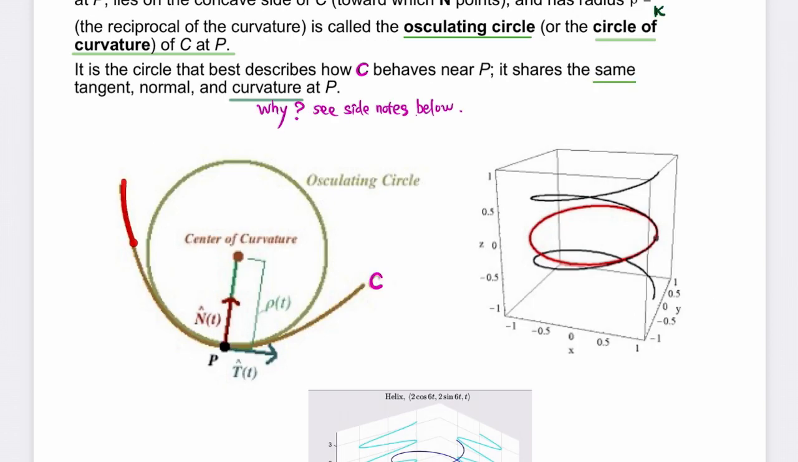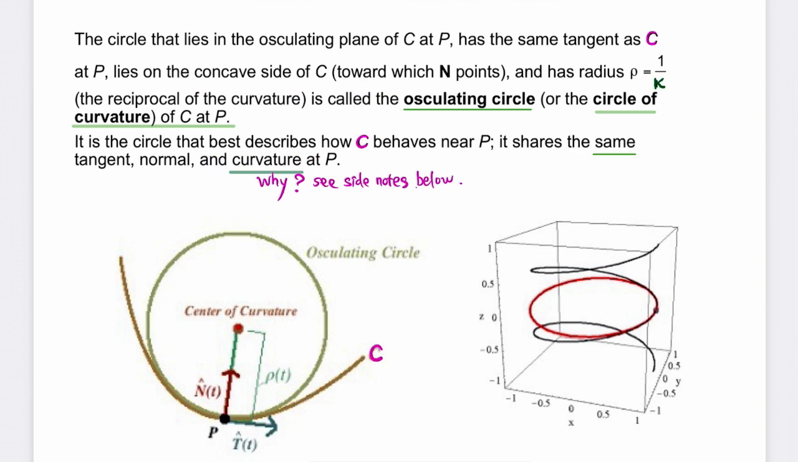Now, if you have this curve C, and if it's concave this way, then we can have a circle that lies in this osculating plane. Remember, osculating plane determined by the unit tangent and the unit normal vector. We can draw a circle on this plane with radius equal to 1 over the curvature of this curve at point P. And this circle will have the same tangent as this curve C at this point.